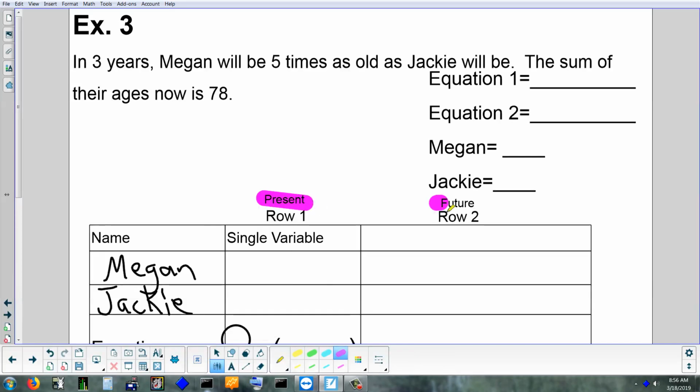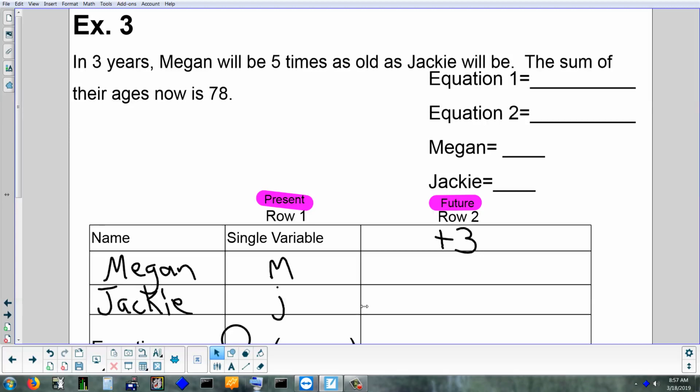All right, so in 3 years. What does that mean I'm doing? What operation? If it's in 3 years, what's happening? Ellie? Adding. Add what number? M plus 3. Yeah, so I'm going to put plus 3 here. I put that plus 3 because it tells me whatever my single variables are, I'm going to add 3 to it. So how will we represent Megan? As what letter? M. And Jackie would be J.